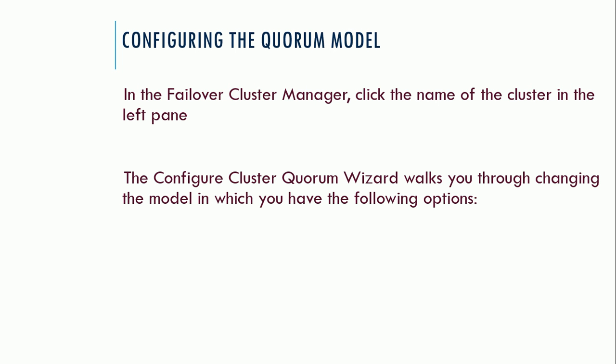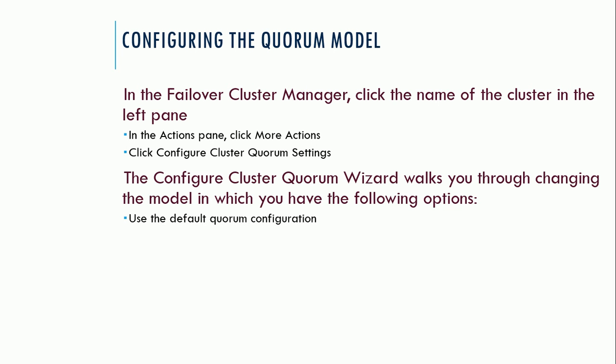So in the Failover Cluster Manager, to configure the quorum model, you're going to click the name of the cluster in the left pane, and in the Actions pane, you're going to go to More Actions, and then click Configure Cluster Quorum Settings. So the Configure Cluster Quorum Wizard is going to walk you through changing the model. So you've got a couple different options. You can use the default quorum configuration. You can select the quorum witness, the advanced quorum configuration.